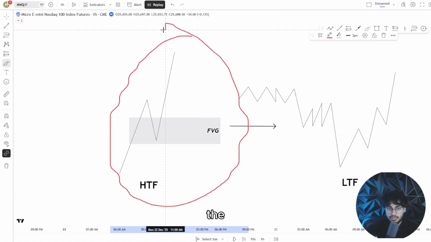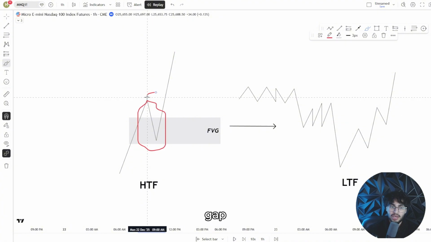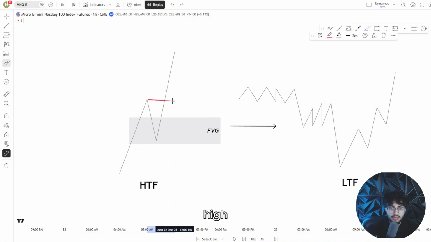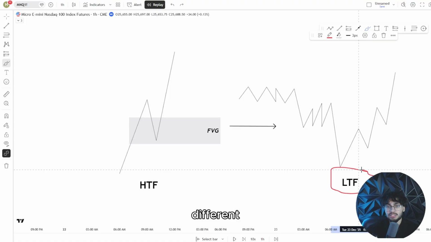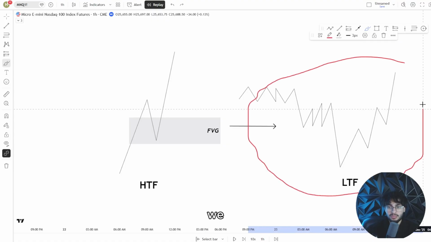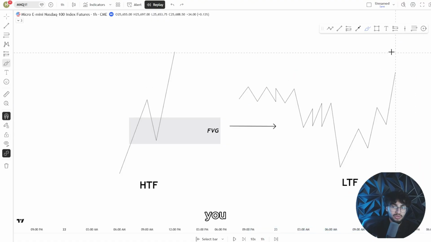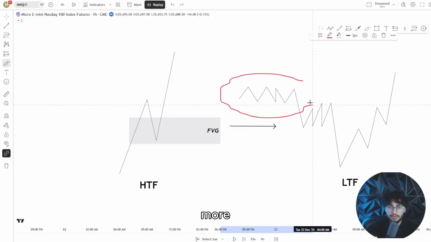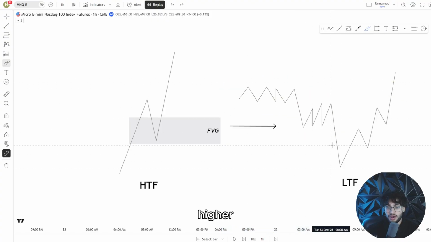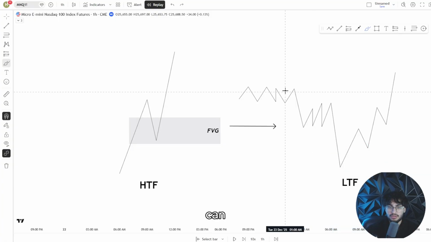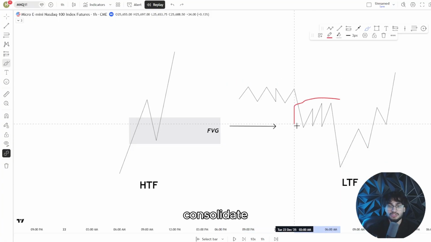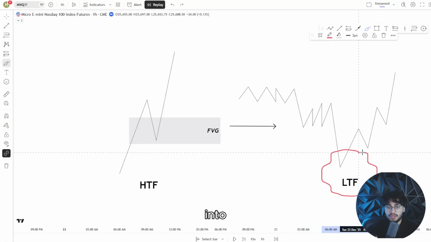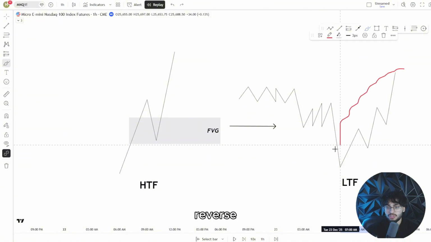So in this example on the higher time frame, we tap into this fair value gap and go straight away for that swing high. Now on the lower time frame, it tells a different story. As you guys can clearly see, we have this price action, and what you want to look for is 2 or more consolidations into that higher time frame fair value gap. You can clearly see we consolidate here before tapping into that fair value gap, then we reverse off that area.